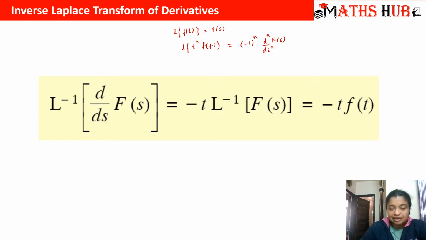So if I have to calculate the inverse Laplace transform for derivative, it will become Laplace inverse of d by ds of F(s) is minus t into f(t). So this minus sign will go here and it will become minus t f(t). So let us try to see a question on this.